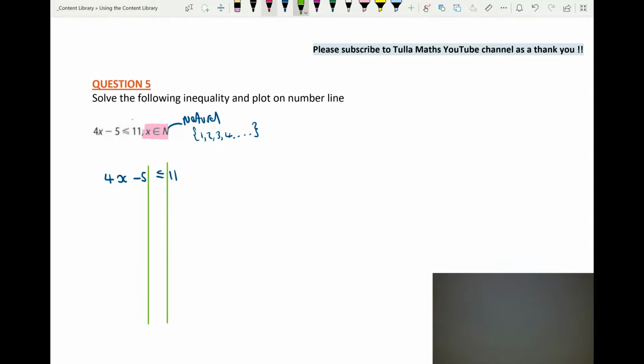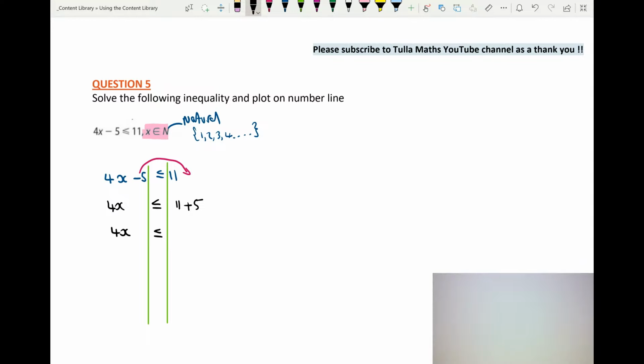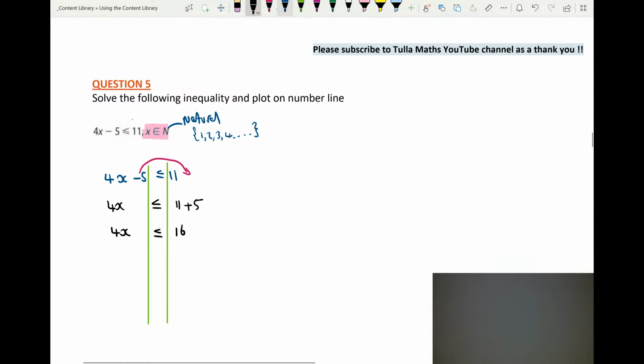And all I'm doing then is I'm treating it just like an equation. I'm moving the minus 5 over the equal sign. So I get 4x less than or equal to 11 plus 5. Because remember, when you change over an equals or an inequality, it changes the sign. So that's giving me 16. And same approach, we divide both sides by 4. So x is less than or equal to 4.